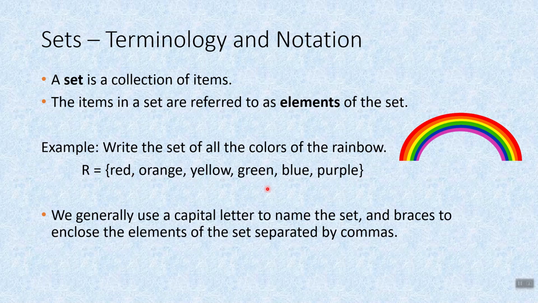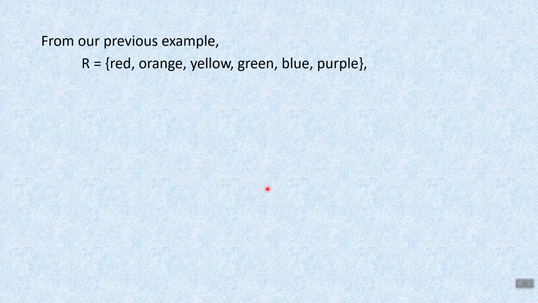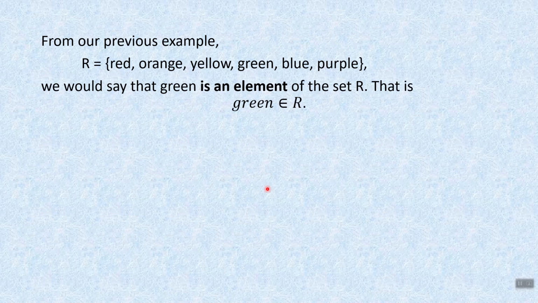All right. Let's take a look at this same set, right? Set of colors of the rainbow. We would say that green is an element of the set R. So green, and then this funky little E symbol, it is an E, it's for element of, and the set R.